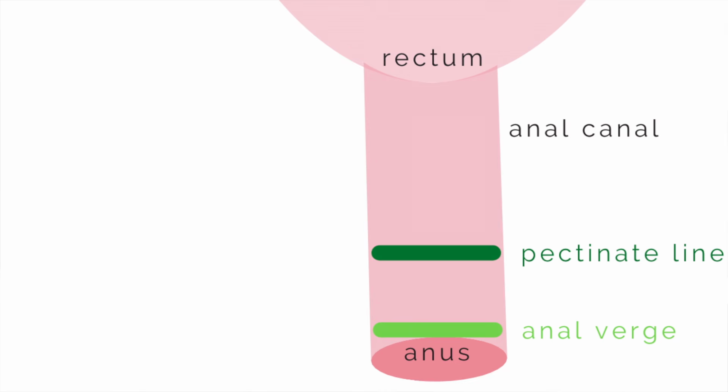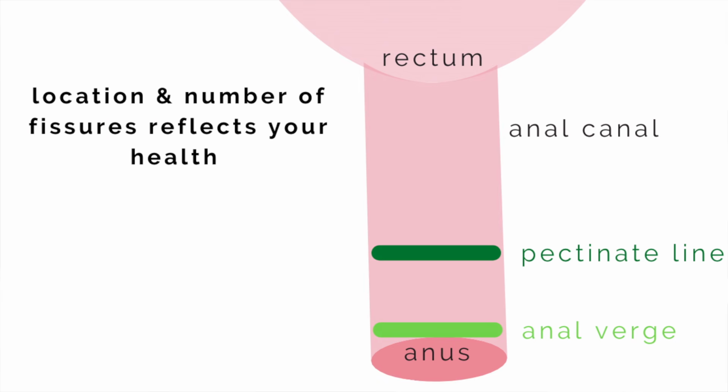The second reason is that the location and number of anal fissures can tell a provider a lot about your health. The vast majority of the time, there are one, maybe two fissures, usually located in the back center of the lower canal, sometimes located in the front center.